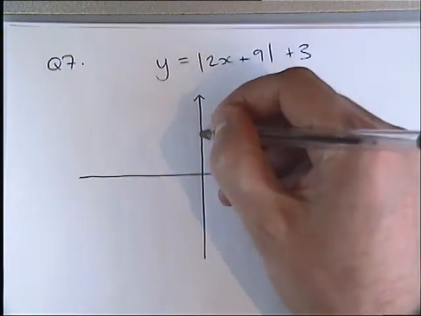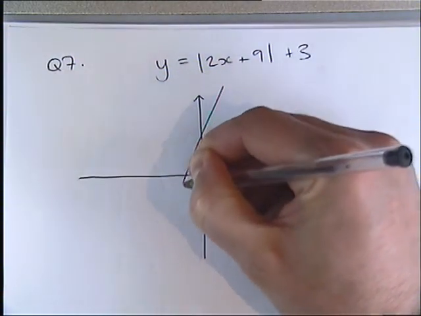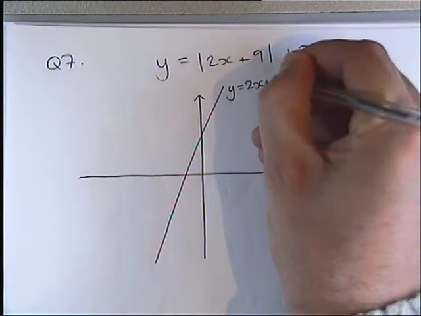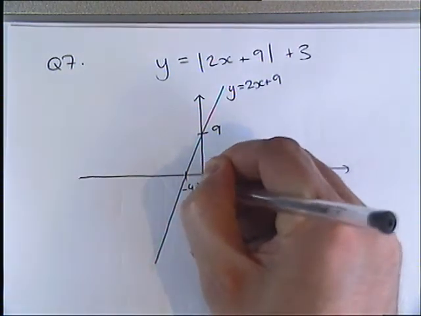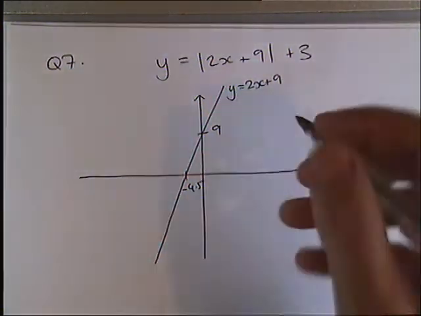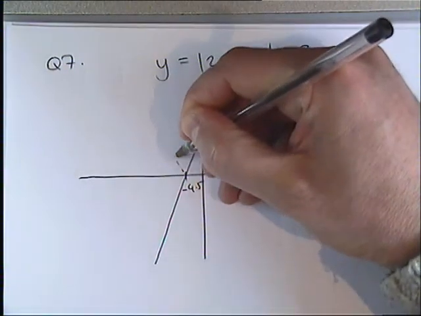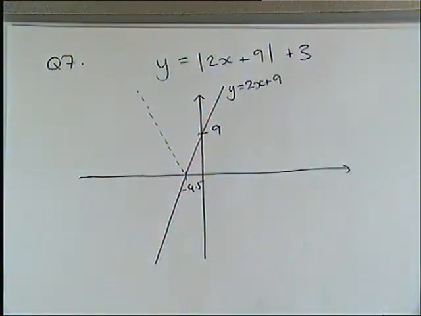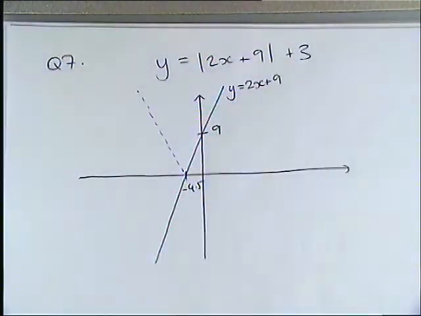So 2x plus 9 would look like this, passing through 9 and minus 4.5. The modulus is going to take this negative bit and reflect it upwards like that. So you have that classic V shape.